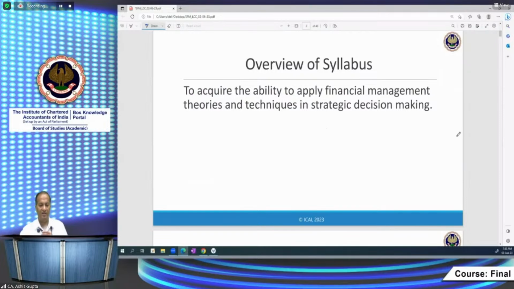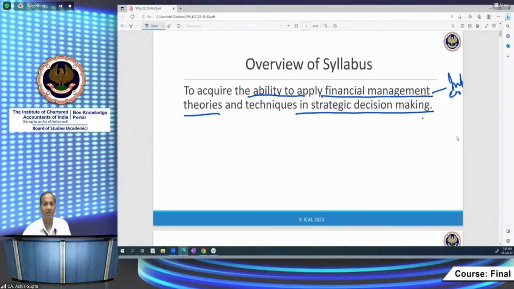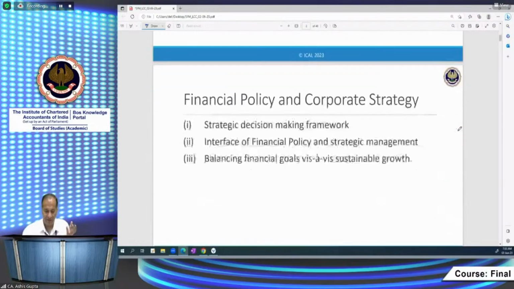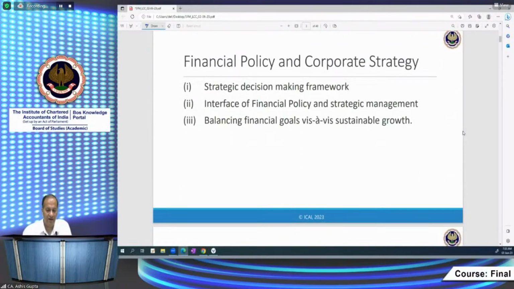Now, this is the overview of the syllabus: to acquire the ability to apply financial management theories and techniques in strategic decision making. Acquire and apply financial management theories. These theories you have studied at the intermediate level; now we are doing them here in the context of strategic decision making. So this is the basic overview, or the learning objective, of the syllabus. Now first we start with the topic financial policy and corporate strategy.